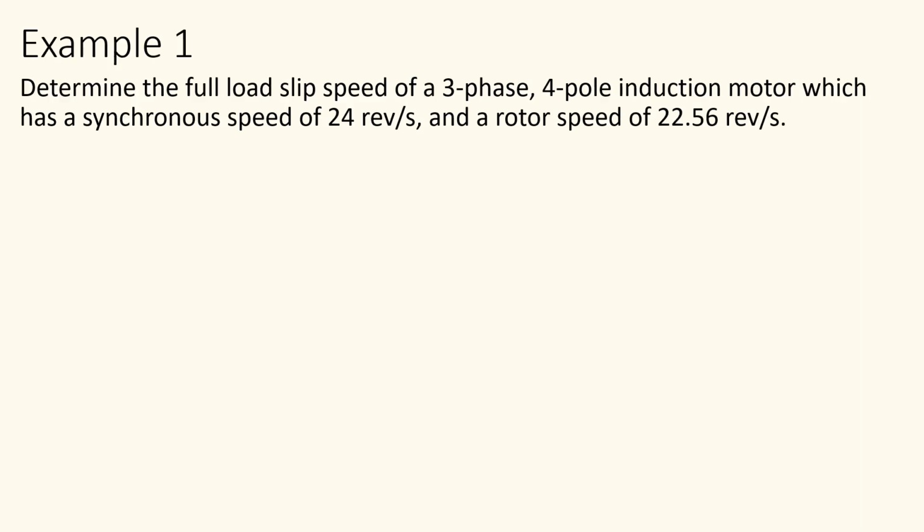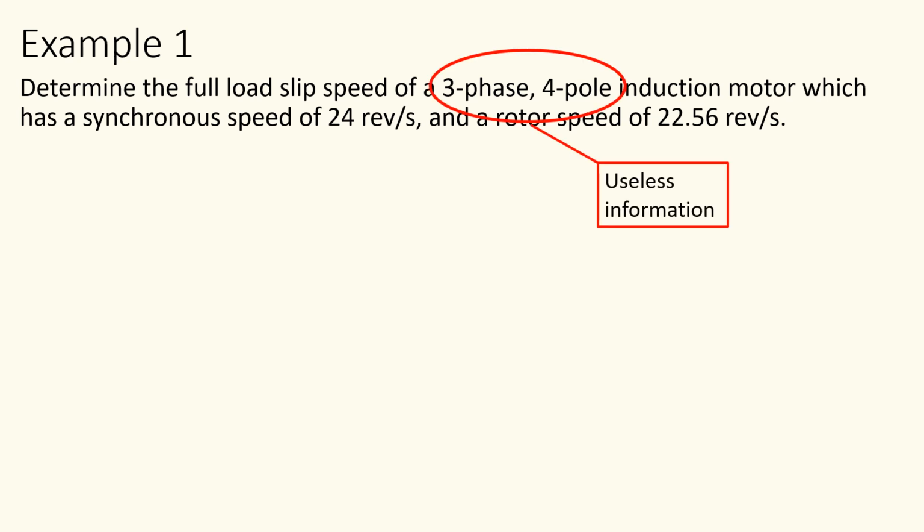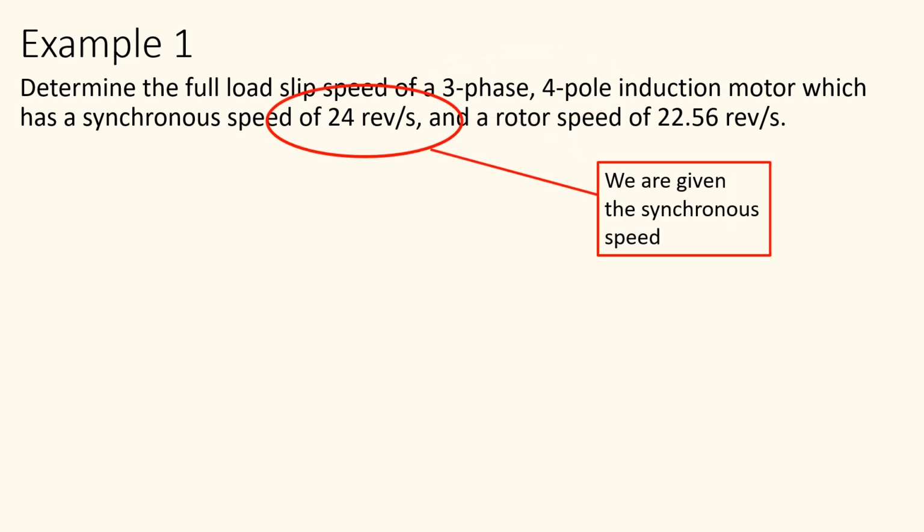Determine the full load slip of a three-phase 4-pole induction motor which has a synchronous speed of 24 revolutions per second and a rotor speed of 22.56 revs per second. Now, first of all, don't be bamboozled by the question because there's information there that we don't necessarily need. We're already given the synchronous speed, so we don't need to work it out by using ns = f / p. We have all the information that we need.